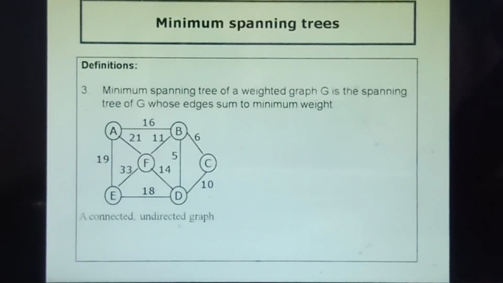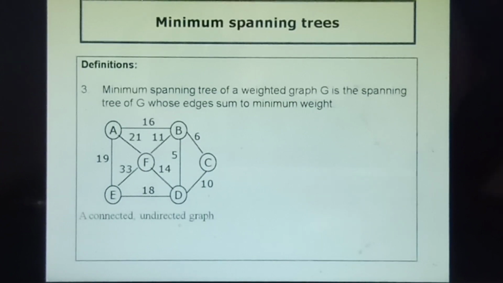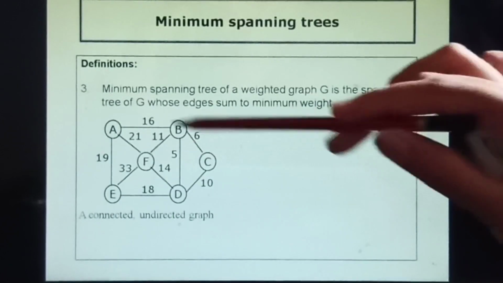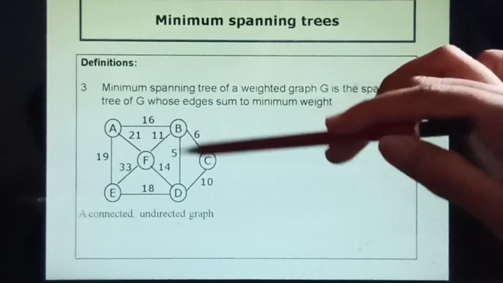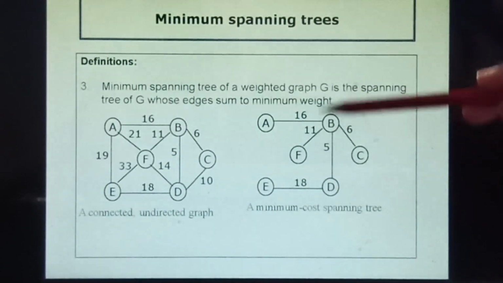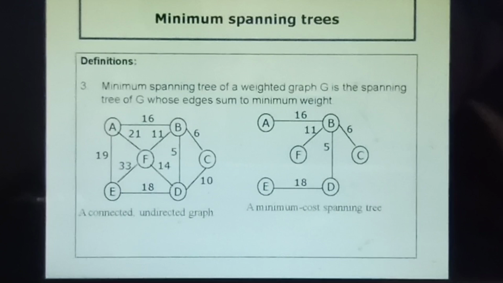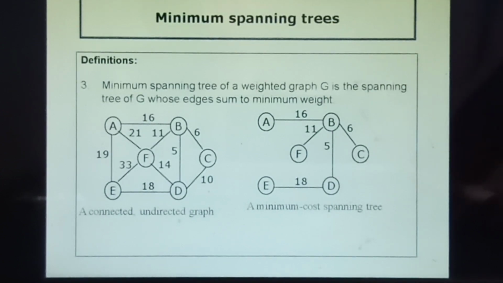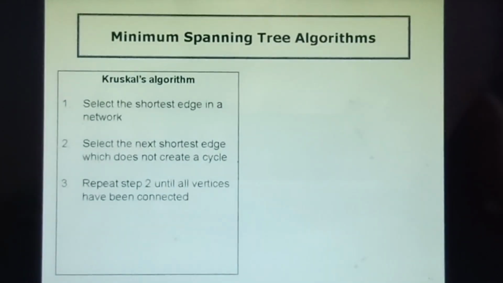So if you take this example, there are a total of 6 vertices and some edges are there. For each edge we have assigned some weight here. So for this graph the minimum spanning tree is like this. This is the minimum spanning tree for this original graph. So how have we calculated this minimum spanning tree? For this we have to now see 2 algorithms, and the first one is Kruskal's algorithm. So by using this Kruskal's algorithm we can find out the minimum spanning tree.